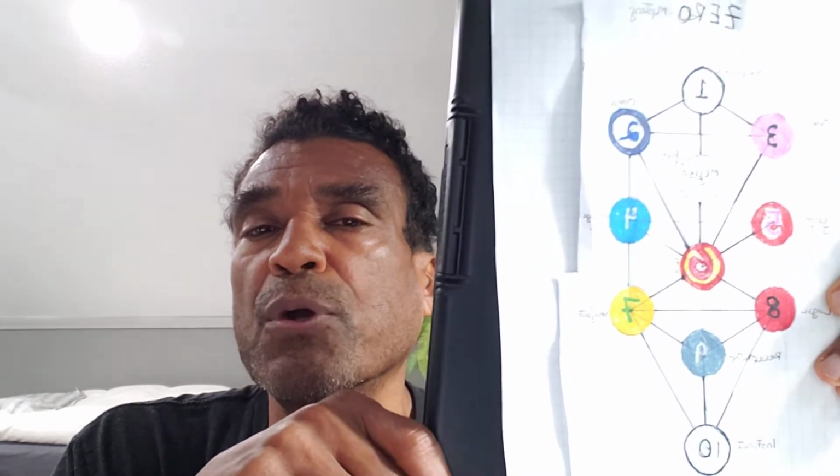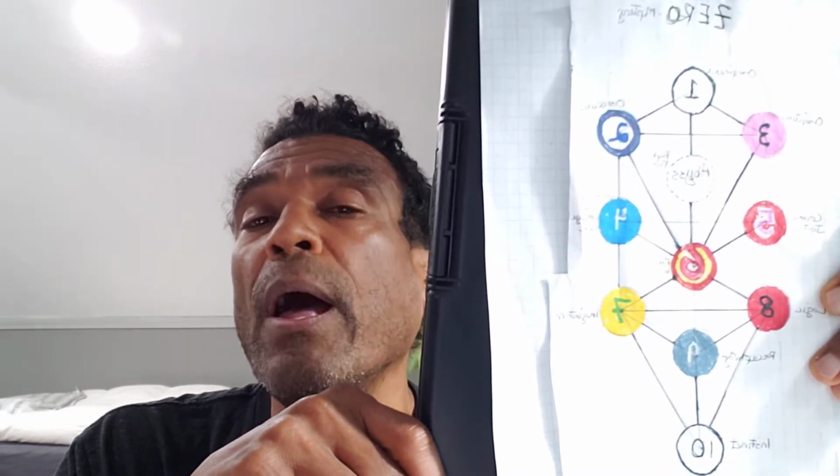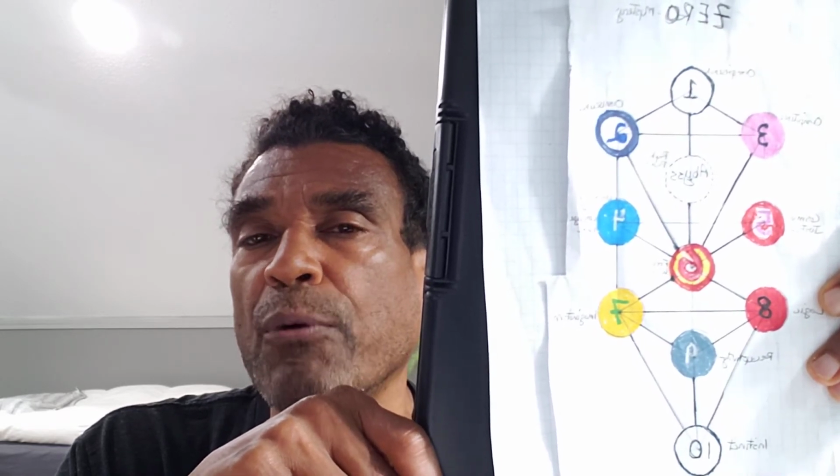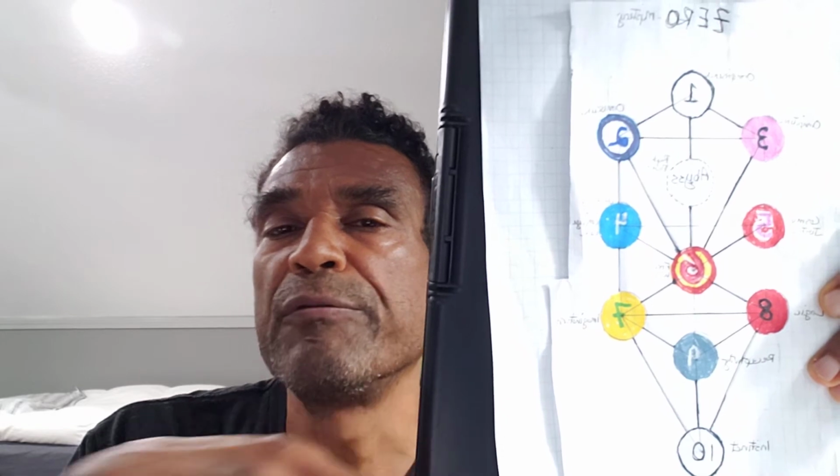Now, just to give you a quick once-over on the 12 faculties of consciousness before we get into the 144. The 12 start with the 10th sphere. This is our wild animal consciousness. This is our survival instinct and our fight or flight response.